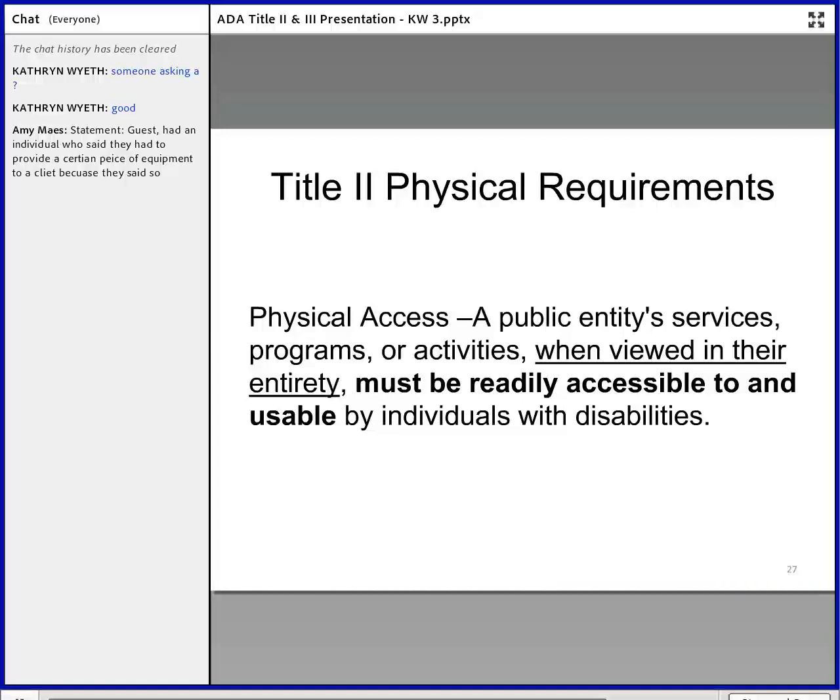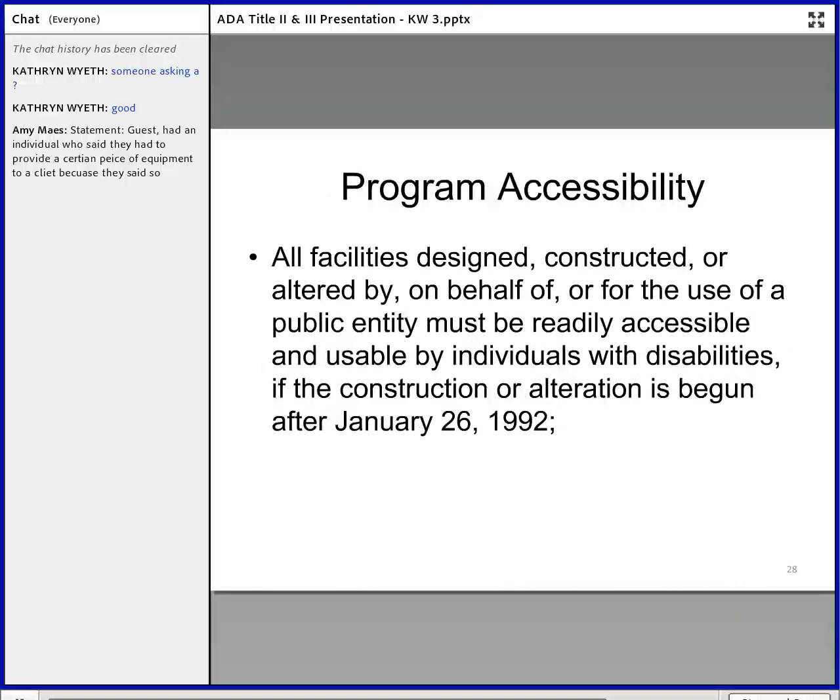And again, it's really handy with when viewed in its entirety because that's where you capture that funding, right? You can't put artificial limits on certain budgets. It has to be viewed in its entirety. Okay, next slide.